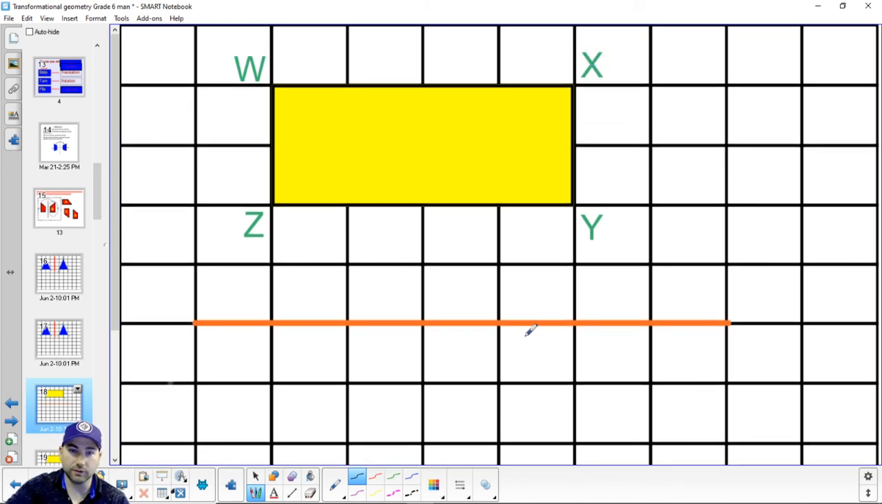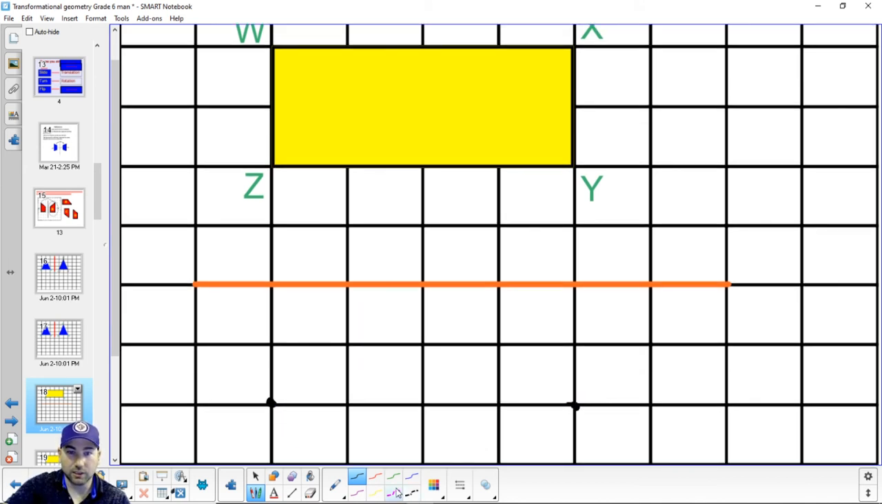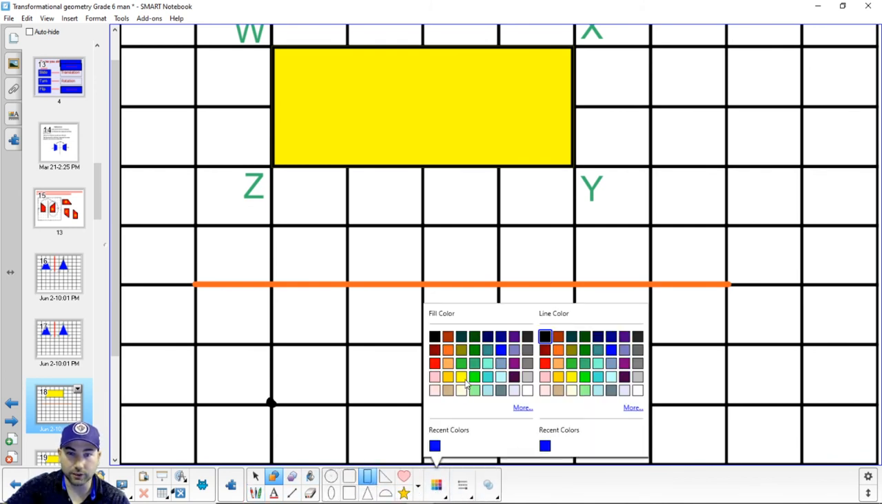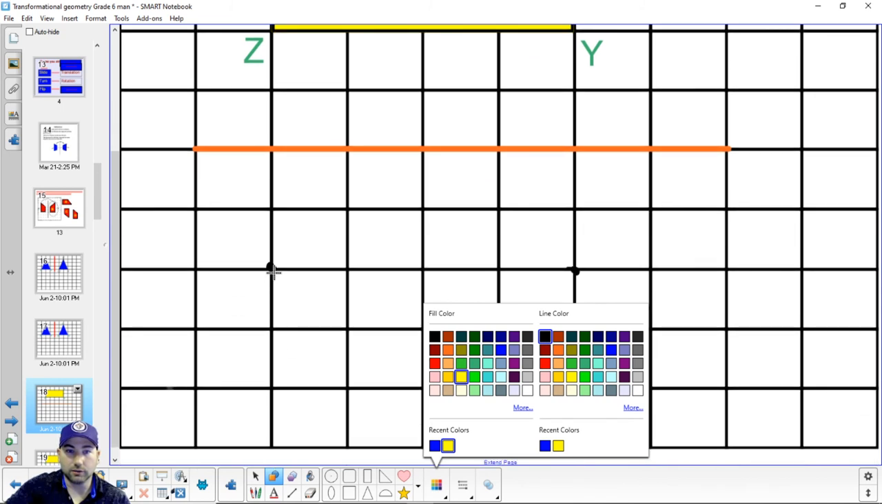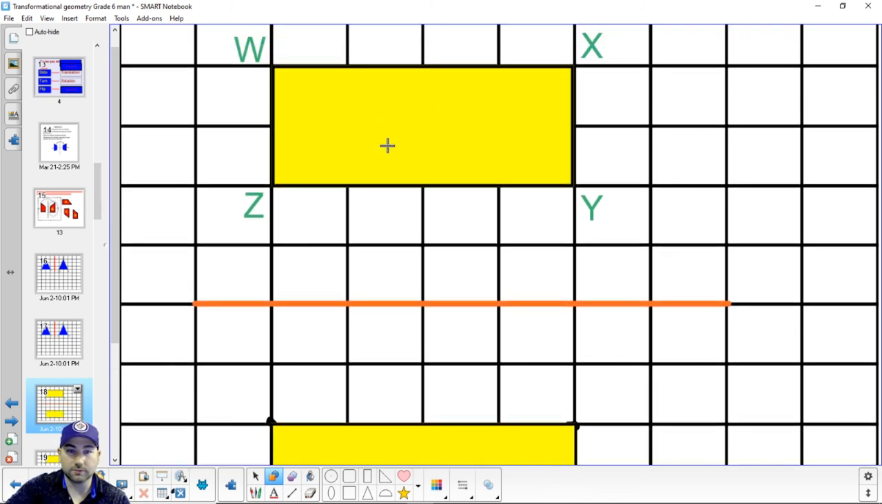So how is that going to work? Well, it's 2 spaces away, which means our polygon is going to start here, and it starts here because we have 1, 2, 3, 4 spaces in between. And I'm going to get my shapes out. I'm going to get my rectangle. I'm going to get yellow, and I'm going to draw this one in right there. So there's my reflection over the line.